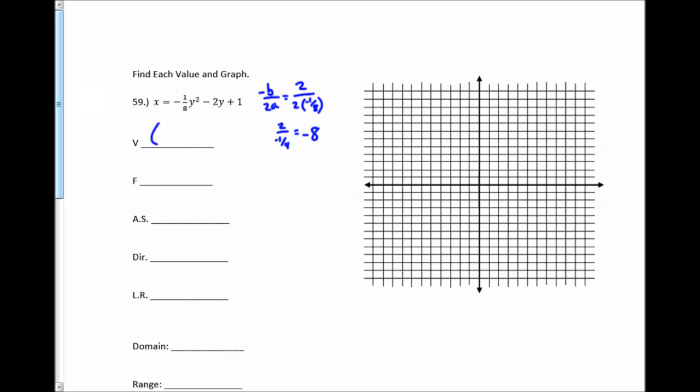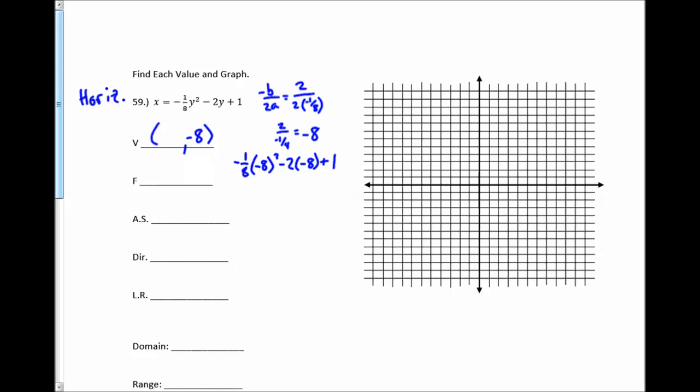So that, in this case, is going to be my y value, because this is a horizontal parabola. And that's one of the things I should notice right away, because it's x equals and I've got a y squared. So when I do opposite of b over 2a, it gives me the y value. Now I have to plug that y value back in. So I plug it back into my function.